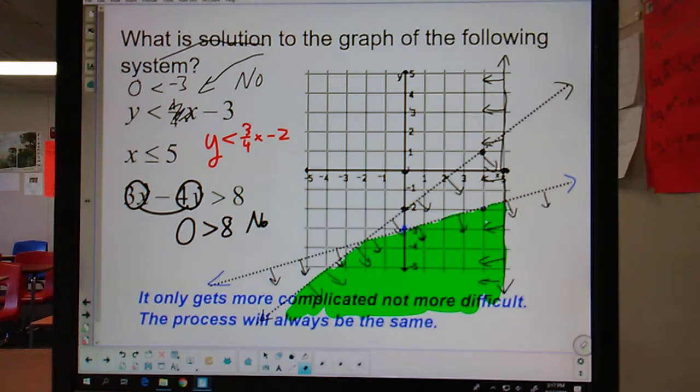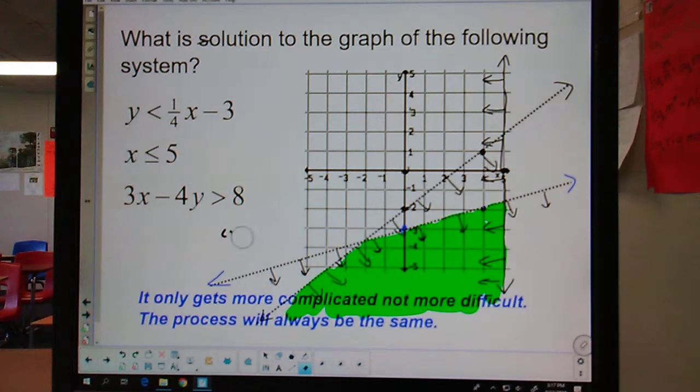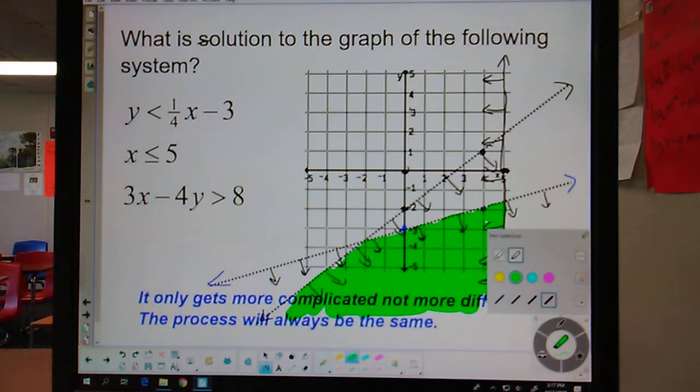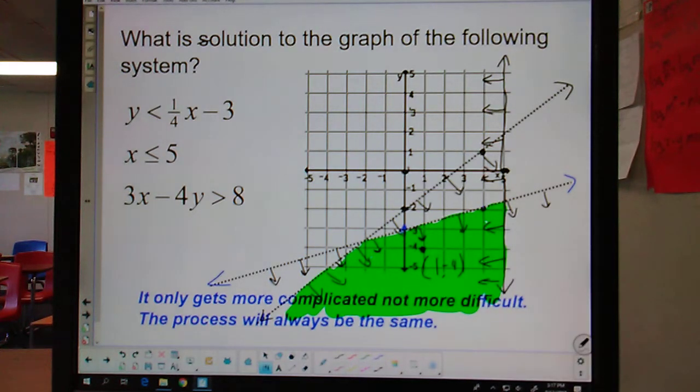So if I erase all this, if you want to go ahead and now pause the video to check all 3 of those by selecting a coordinate, select a coordinate anywhere in there. If I select something like 1 and -4, it will satisfy all 3 of those. It will make all 3 of them true.